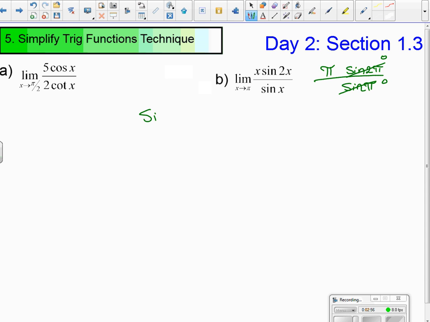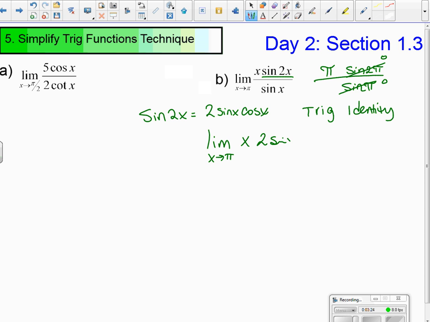If you recall, and if you look up on that trig reference sheet, you would find that we could define the sine of 2x as 2 sine x cosine x. It was a trig identity that you had picked up last year in pre-calc. So a good one to keep in your mind, and let's work with that. So we'd have x, and instead of sine 2x, let's put in 2 sine x cosine x, just the substitution there, all over sine x, and then you can see we can cancel sine x over sine x.